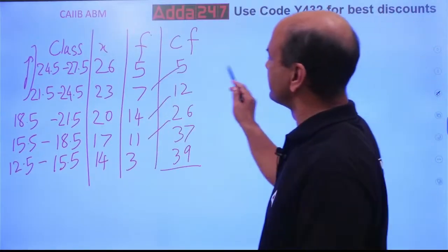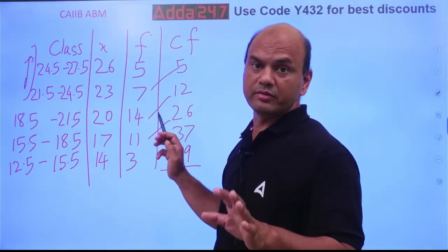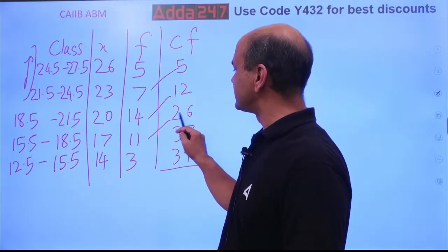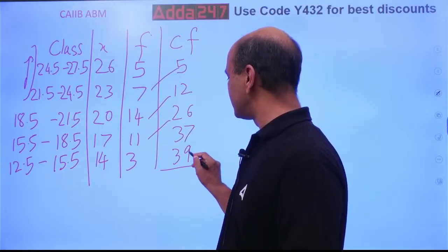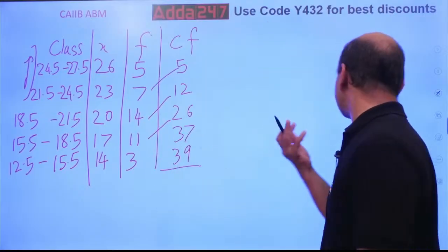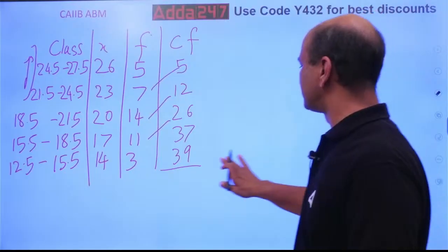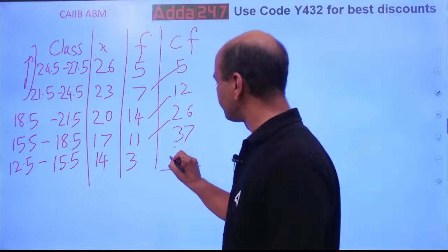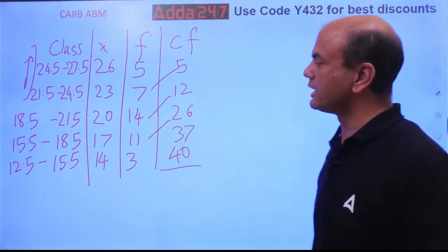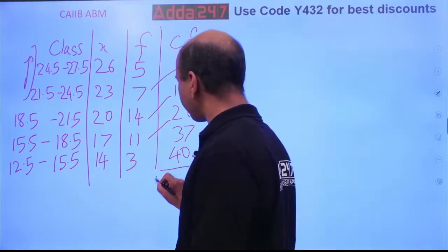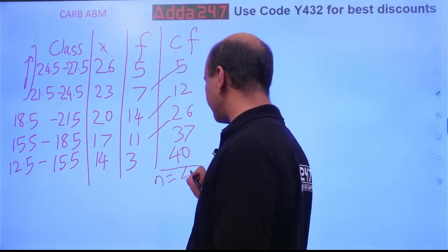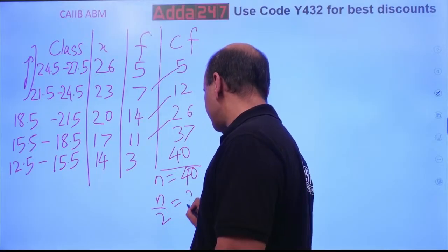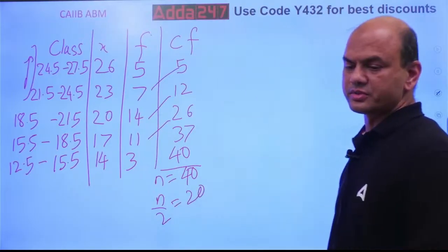So here it should be 5. That's what I am saying. We should be very cool while solving such numericals. You need to be very, very calm while solving the problem. So now 40, half of 40 is what? N equals summation F, 40. So N upon 2 is 20.